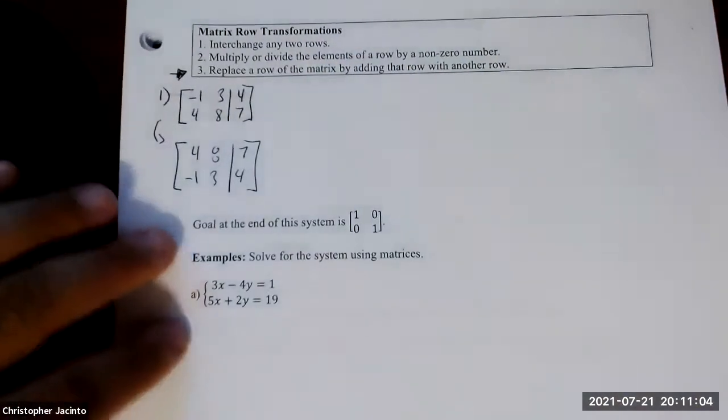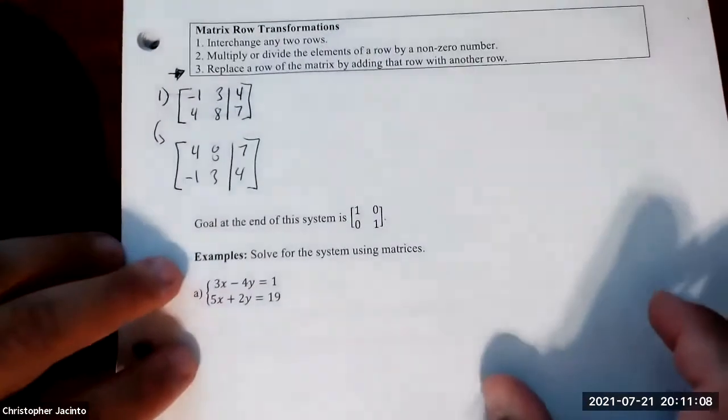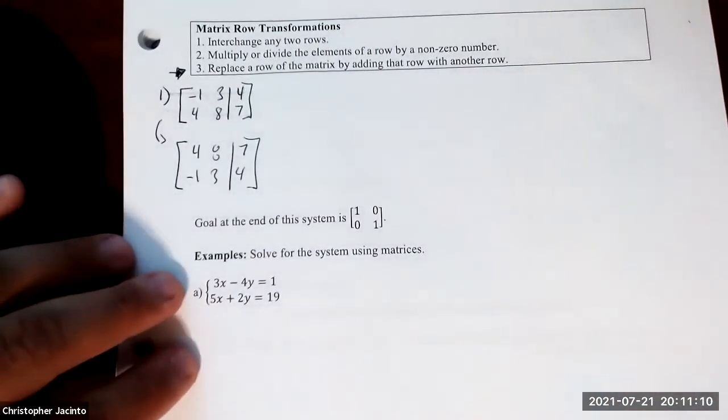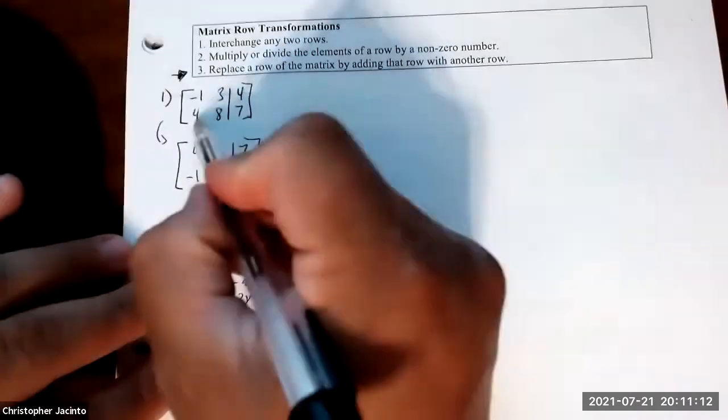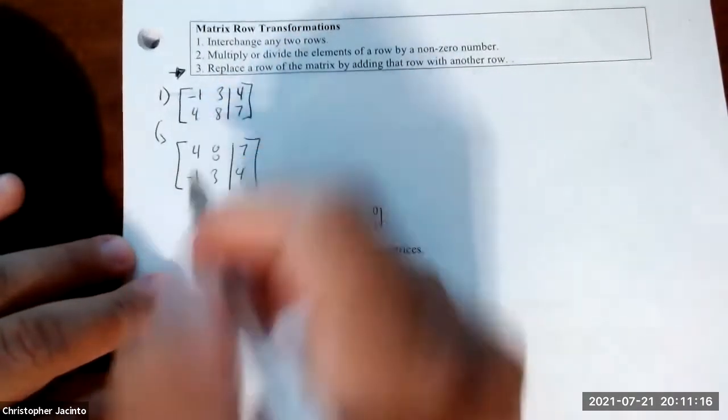So that's what number 1 says. I can swap them around. But again, I can't swap a number. I have to swap the entire row, not just a single number, right? So if you want this one over here, that means everything right here now goes up there, and everything here must go at the bottom.